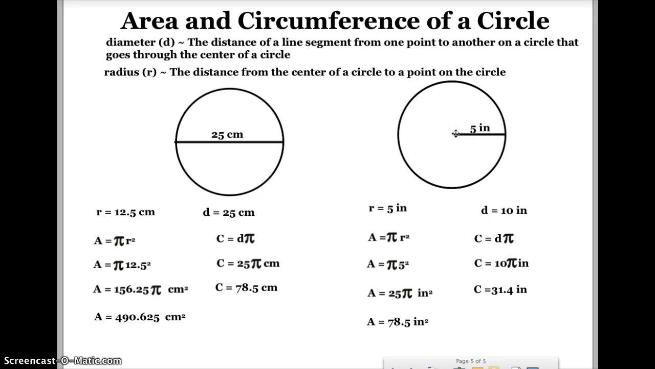Hopefully that helps you solve area and circumference of a circle problems. And when you do them on a test, if you can do them exactly the way I do them, I know you'll do very well on your quizzes and tests. Hope that helps. Thanks.